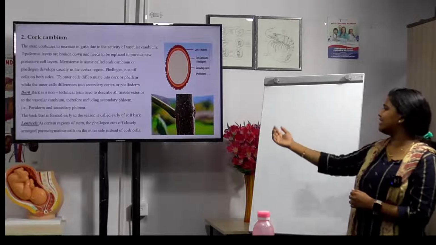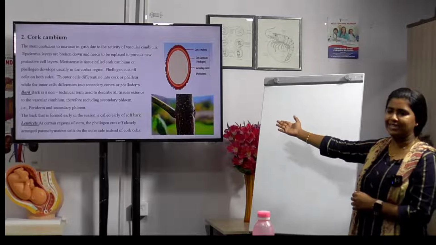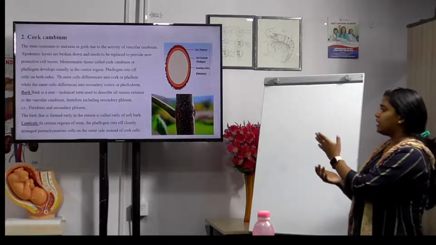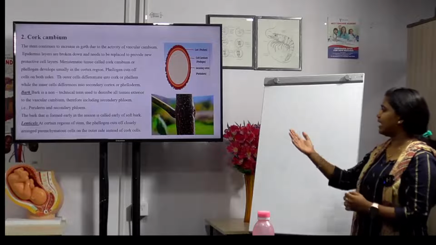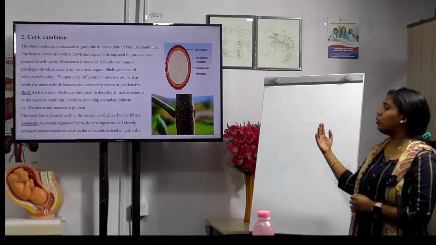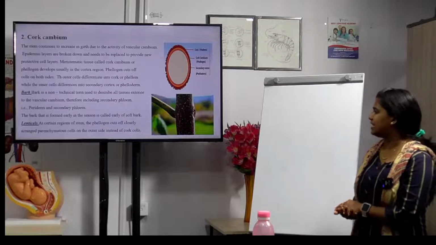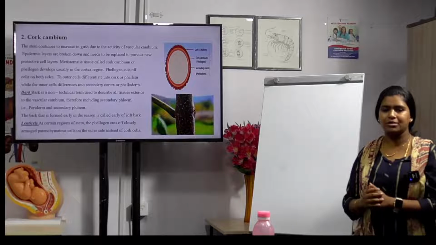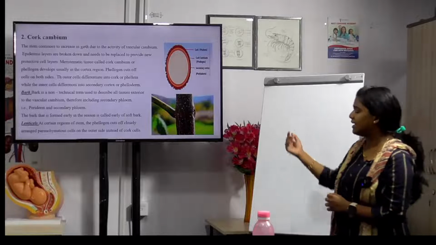Lenticels, this is a lenticel, an example of a lenticel. Look at how the lenticel looks. It is a certain region of the stem where the phellogen cuts off closely arranged parenchymatous cells on the outer side instead of cork cells. It cuts off, and the lenticels come out from there.